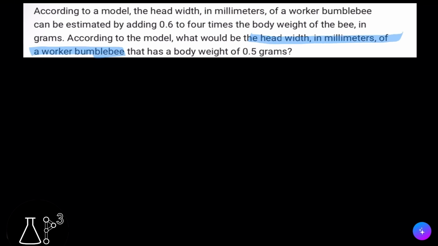So let me dissect every single piece of information that's given to understand how to get the width of the working bumblebee. I'm given that the bumblebee has a body weight of 0.5 grams. What I'm also given is that we can estimate the head width of the bumblebee by adding 0.6 to 4 times the body weight of the bumblebee in grams. So we're given that 0.6 is added to 4 times the body weight of the bumblebee.